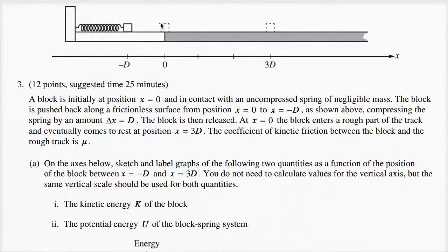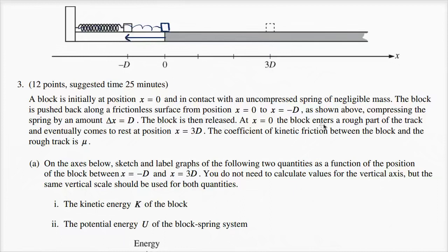So the block starts here, and it's just in contact with the spring. Initially the spring is uncompressed, and it's just touching the block. And then we start to compress the spring by pushing the block to the left, and we compress it by an amount d. They tell us that right there. Delta x is equal to d. So we move this block back over to the left by d, and that compresses the spring by d. The block is then released.